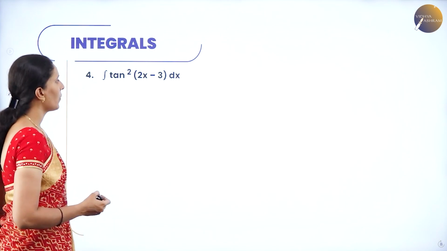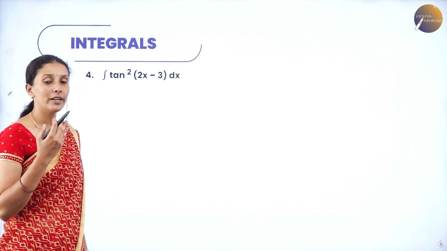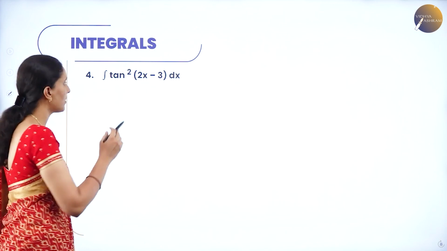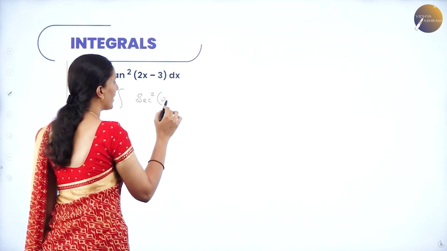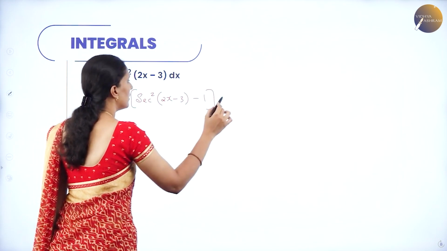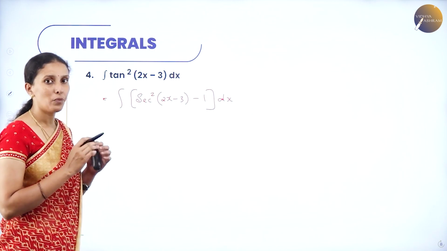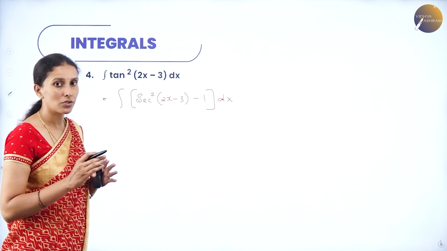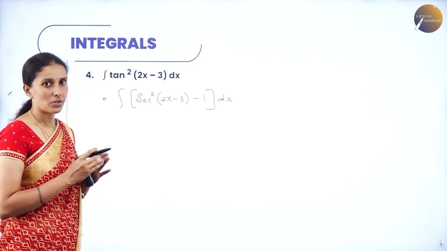Next, tan square 2x minus 3. We don't know the standard integral for tan square, but we can reduce tan square in the form of secant square 2x minus 3 minus 1, using the standard formula, that is 1 plus tan square theta is secant square theta. Hence, secant square theta minus 1 will become tan square theta.